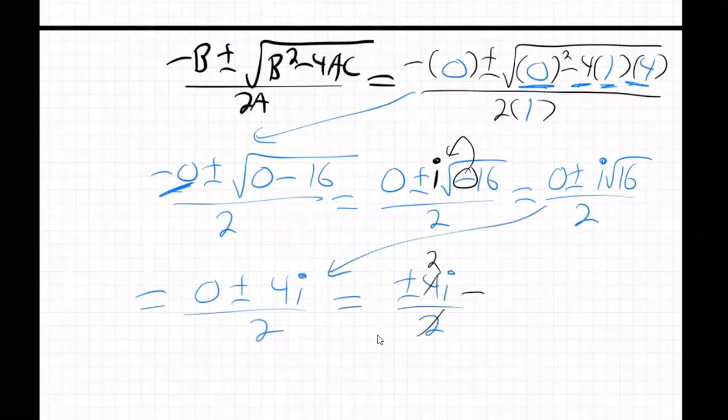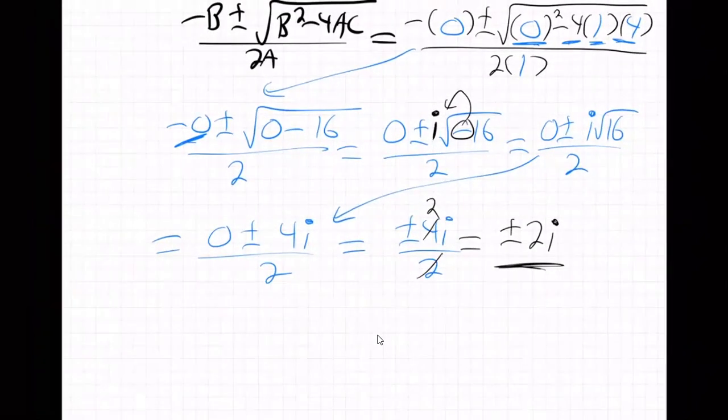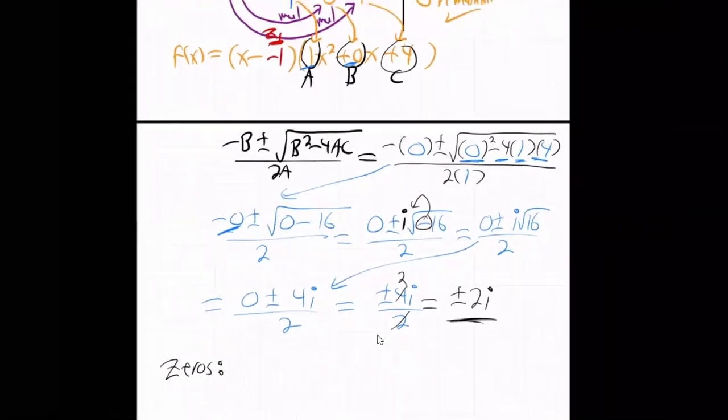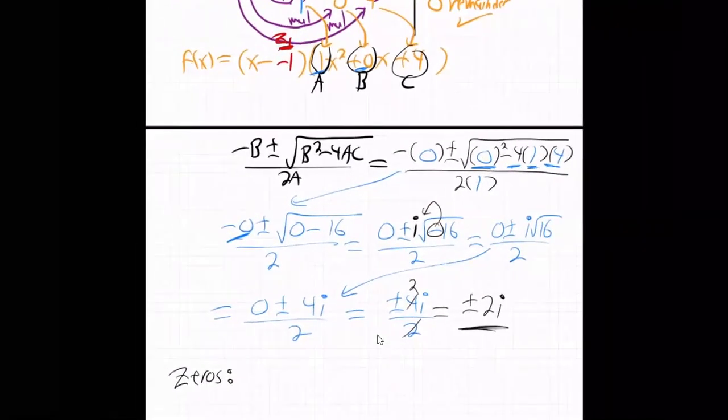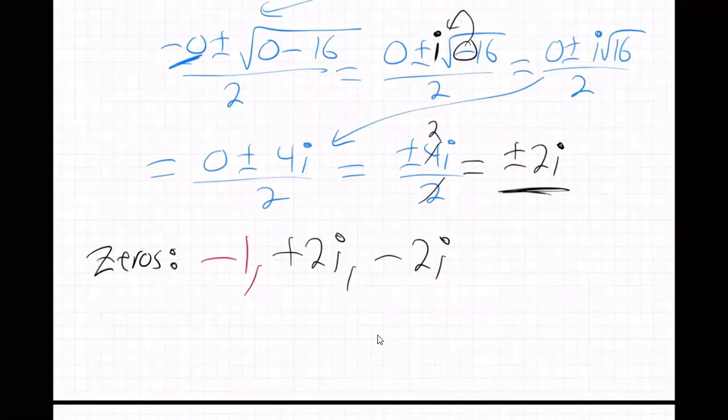2 goes into 4 2 times. It's plus or minus 2i. There's the other 2 zeros, plus or minus 2i. So we got it. All the zeros are, what was the first one? It was -1. -1. And then the other two are plus 2i and minus 2i. But they want it factored, right? They want it factored. They asked for that.